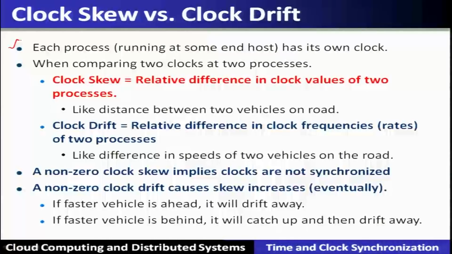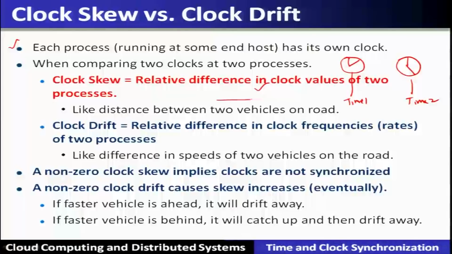So, when you compare the clocks of two different processes, there are two things which will immediately be noticed. One is the current timing of both the clocks. Now, if these times are not the same, they are different, then it is called a clock skew. So, clock skew is nothing but the difference in the timings across two different clocks running in different processes.